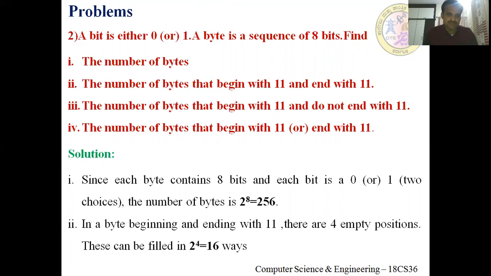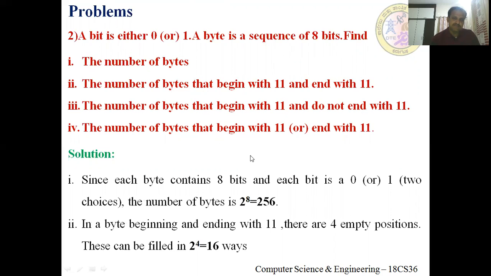Next, consider one more question. A bit is either a 0 or 1. All of you are very familiar with the bit, being computer science students. A byte is a sequence of 8 bits. Find the number of bytes. Second sub question: the number of bytes that begin with 11 and end with 11. The third sub question is the number of bytes that begin with 11 and do not end with 11. The fourth sub question is the number of bytes that begin with 11 or end with 11.